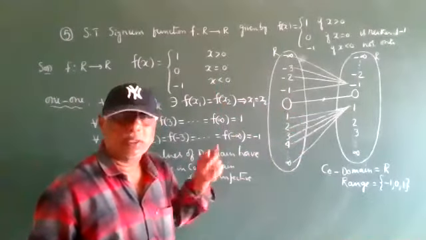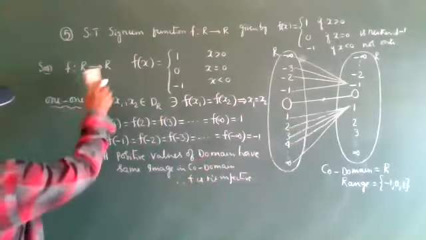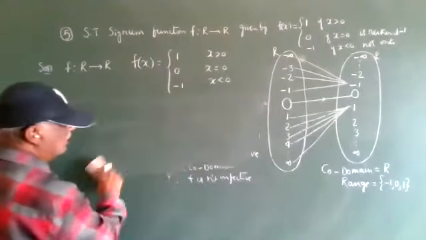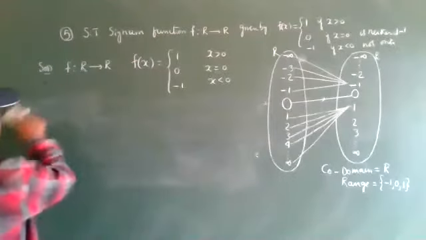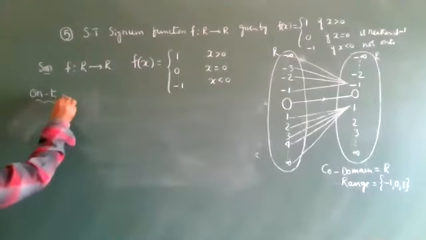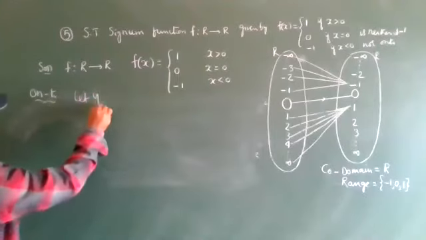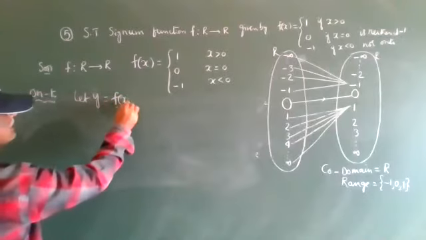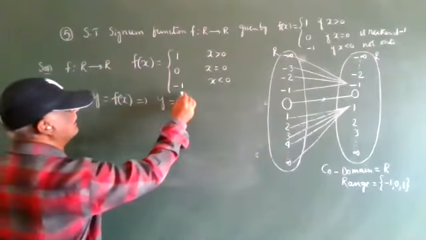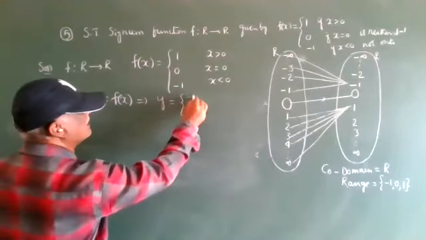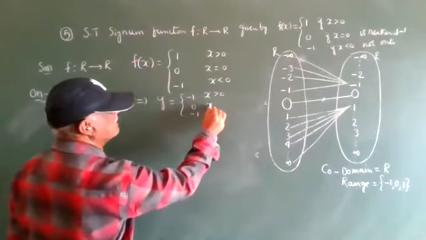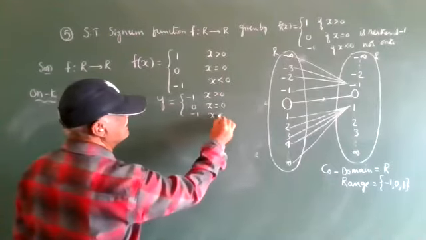The codomain and range are not equal, that is what matters. We are going to write for onto. Everyone see onto. Let y is equal to f of x. That is y equal to only three values: 1, 0, -1, for x greater than 0, x equal to 0, x less than 0.